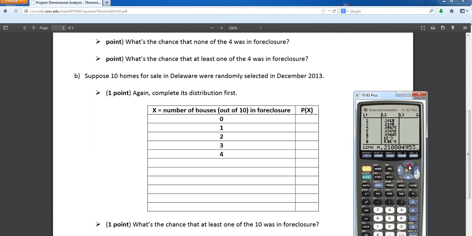Again, roughly 20% of houses are in foreclosure. You'll notice that 20% of 10, or 2, is the most likely result in this. I can also do a quick, if you want, dist draw. I'm not sure we want to see dist draw, but why not? We'll throw a little dist draw in there, do a little zoom 9. There's what dist draw would look like if you ran it.